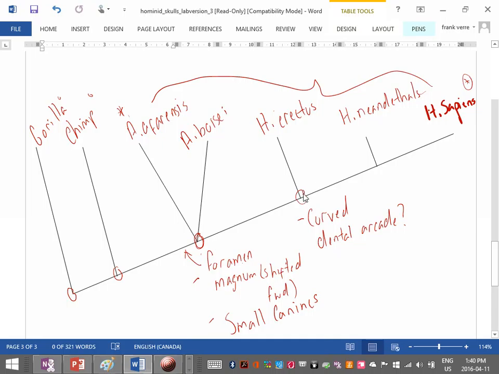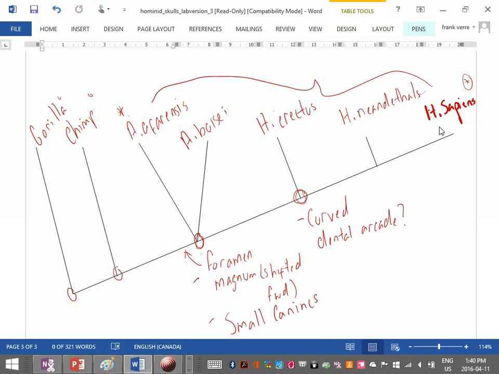What about this branch point? Common ancestor. Sorry, that's the common ancestor of Erectus, Neanderthals, and Homo sapiens. So, the way you put down the characteristics is quite easy. If all of them have it, you look at a group, right?